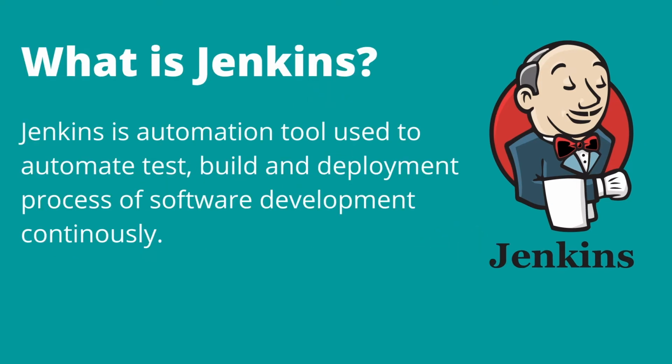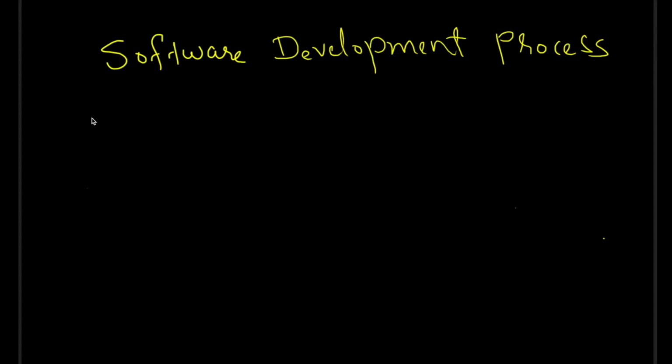First, let's see what is the bookish definition of Jenkins. It says that Jenkins is an automation tool used to automate the test, build and deployment process of software development continuously. On a higher level, let's try to understand the different phases or stages which are involved in the software development process.